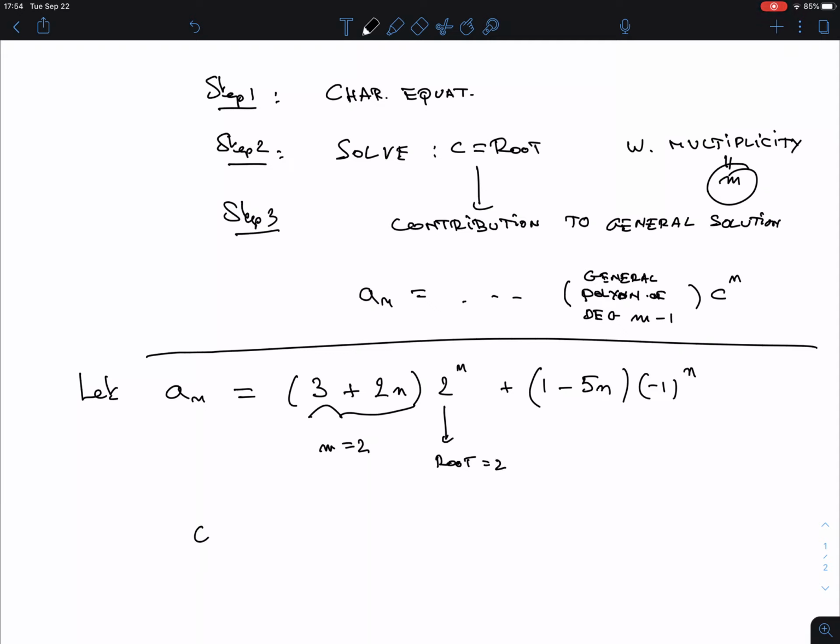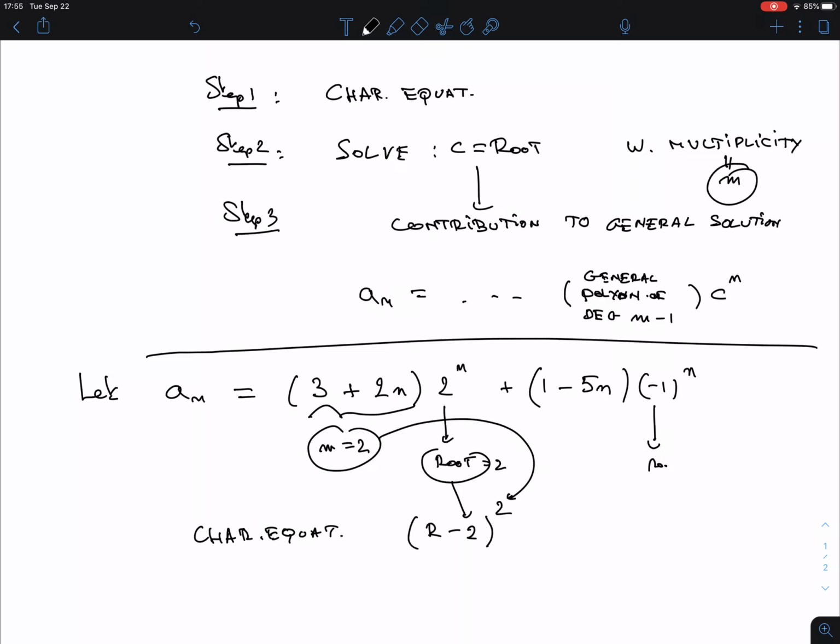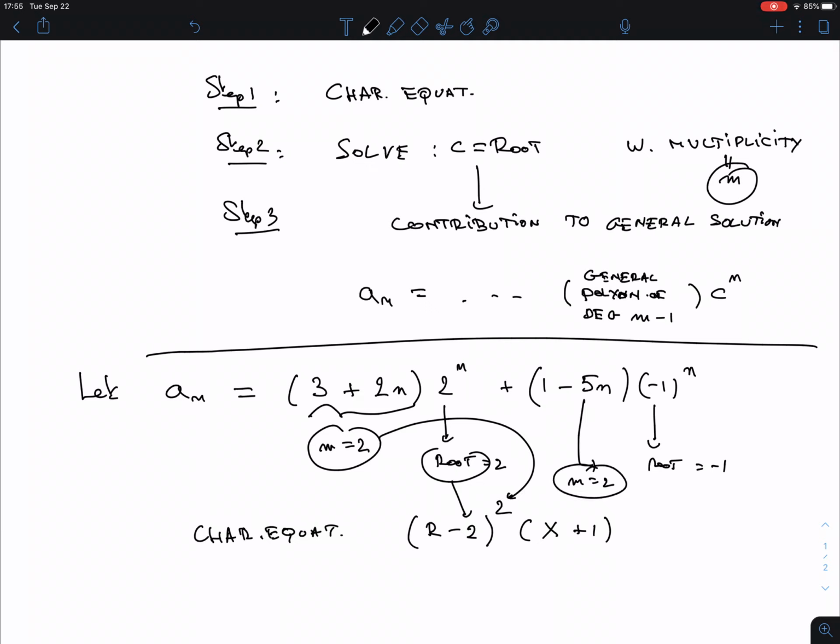So in the characteristic equation, this particular guy would come as r minus 2, the root, to the power 2. Sorry, both numbers are 2, but this is the root here, right? The root goes here, and the exponent goes there. And then the same here. What is the root? Here the root is minus 1. And what is the degree here? The degree is 1, so the multiplicity m is 2 again. So here we would have r minus minus 1 to the power 2.